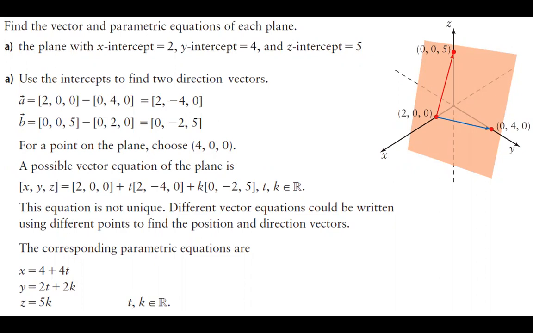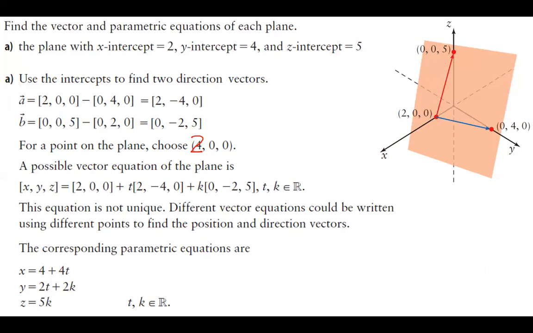So for a point on the plane, we can choose either the x or y or z intercept, right? So for example, here we choose the x intercept, which, sorry, this should be (2, 0, 0), not 4, right? We can choose (2, 0, 0), which is the x intercept of this plane.